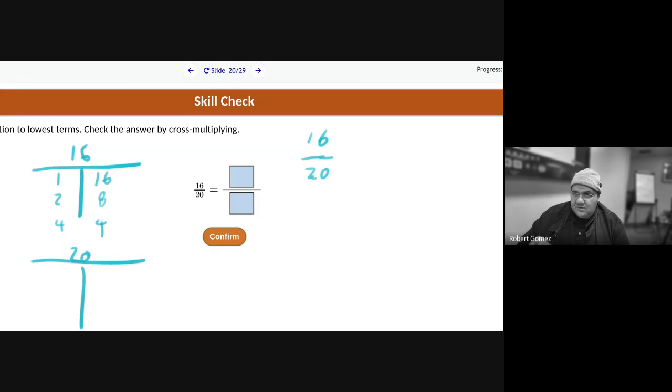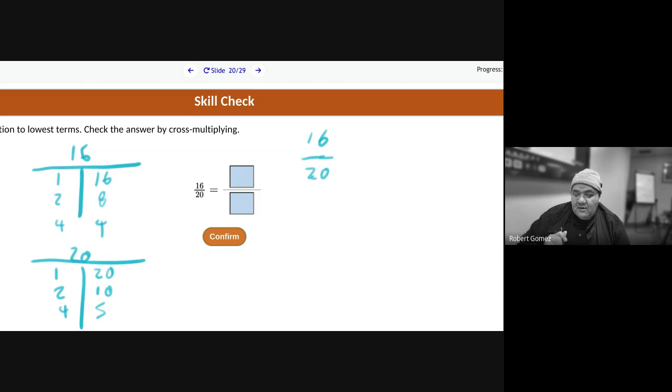Okay, let's look at 20. So 1 times 20 is 20. We have 2 times 10 is 20. 3 does not work here, and so I'm going to go to 4. 4 times 5 is 20. And 5 times 5 does not work. 6 times, so I'm done.